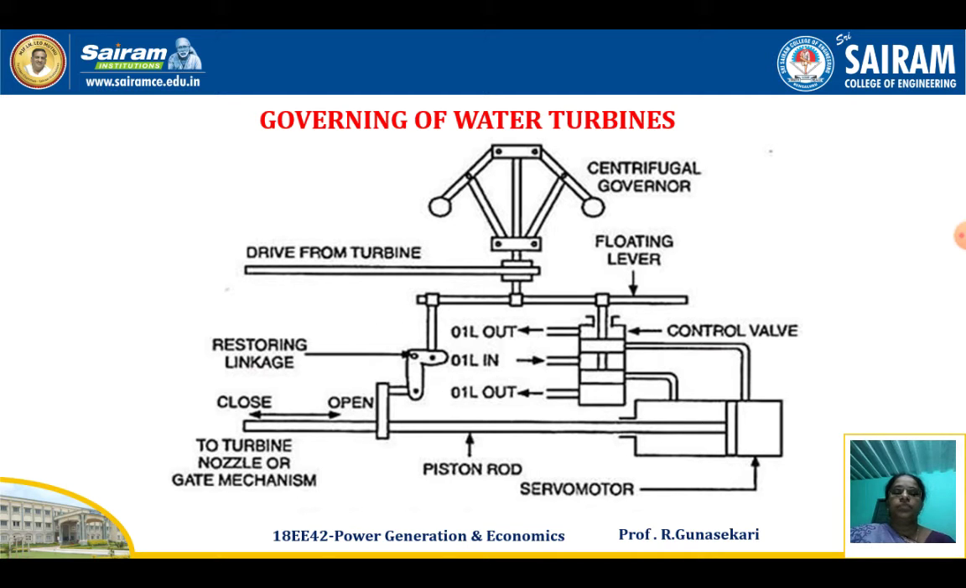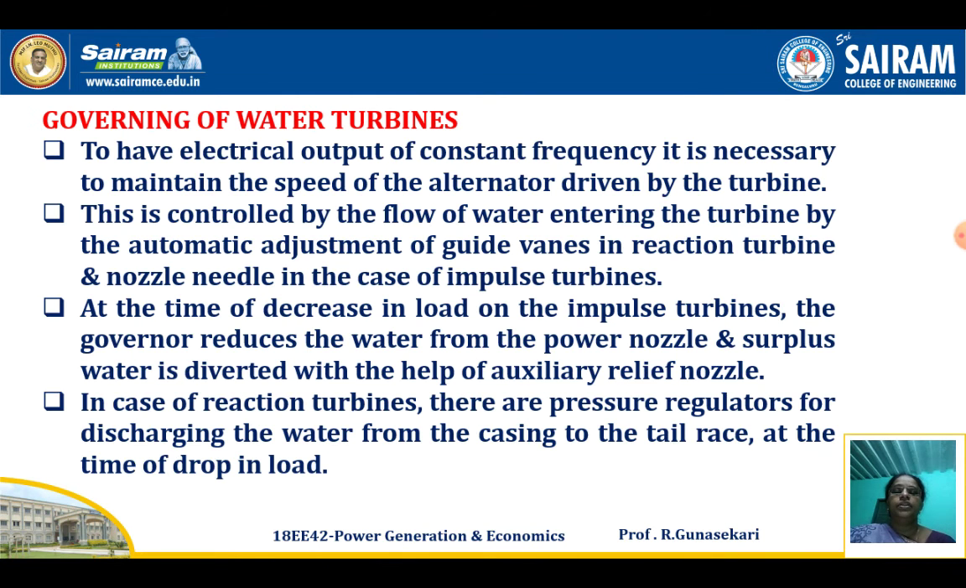How the water turbine works, and now we study in detail the governing of water turbines. To have electrical output of constant frequency, it is necessary to maintain the speed of the alternator driven by the turbine. This is controlled by the flow of water entering the turbine, by automatic adjustment of guide vanes in reaction turbines and nozzle needle in the case of impulse turbines.